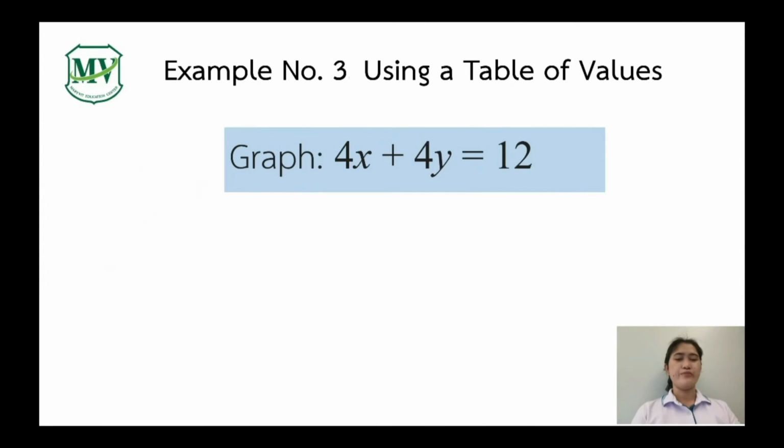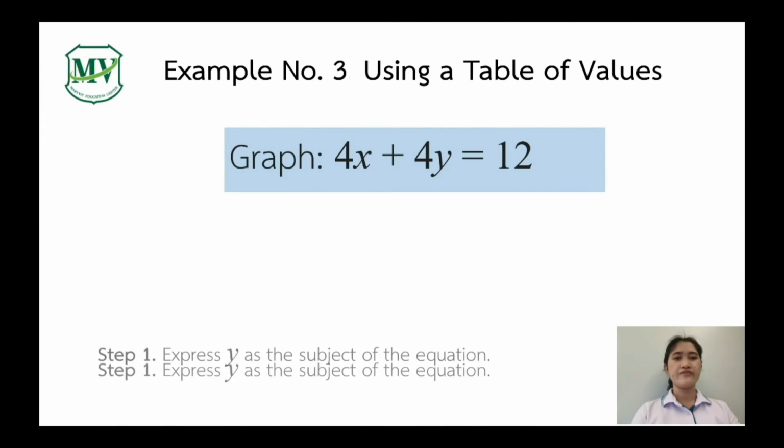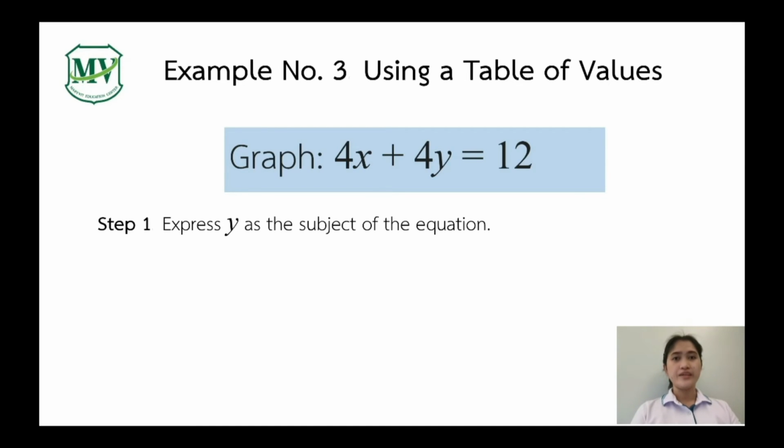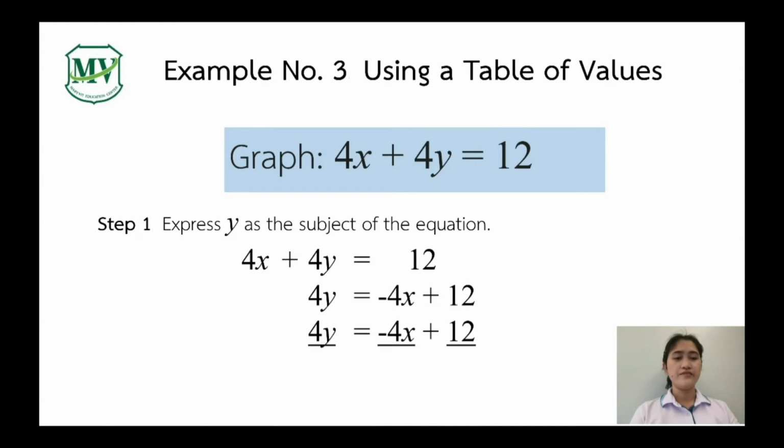For the last example, let's graph 4x plus 4y equals 12. Step number 1. Express y as the subject of the equation. So transpose 4x and then divide both sides by 4 in order to isolate y. Our new equation would be y equals negative x plus 3.